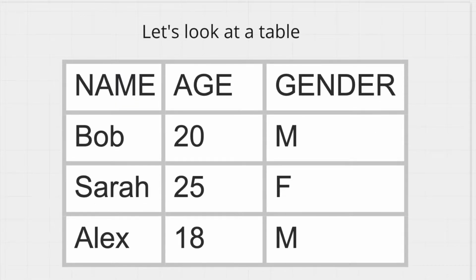It's important to have some sample data while we're looking at the pros and cons. So we're going to use this very simple relational table. It has three columns: name, age, and gender. Think of it as just a relational database table. So you have three rows and three columns.